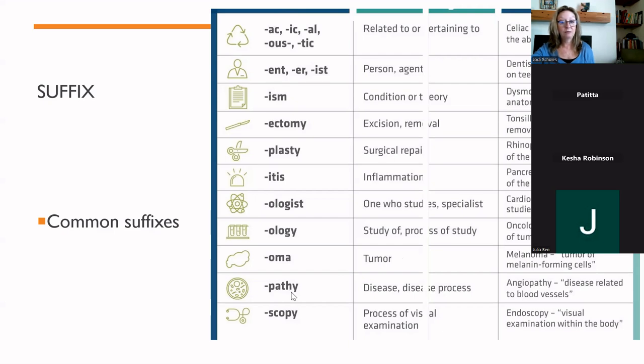Pathy, disease. Angiopathy, disease related to blood vessels. Angio, blood vessels. Pathy. Pathology, the study of disease. And scopy. So a scope, they usually call this a scope, or endoscopy. So endoscopy is a visual examination within the body. So endo, so it's going in, the process of visual examination. They're going to use a scope.